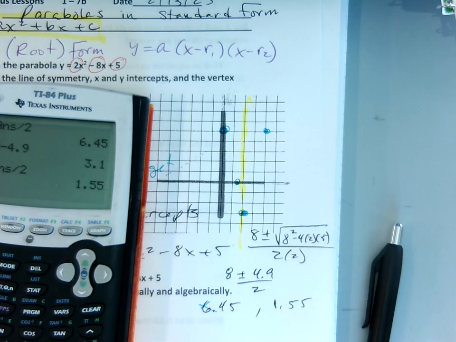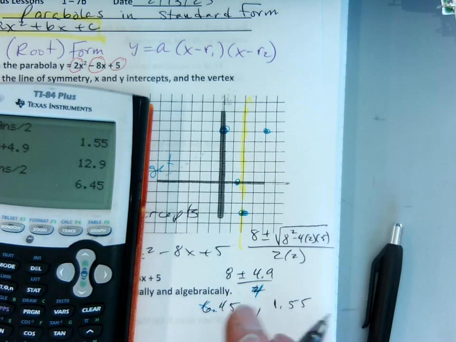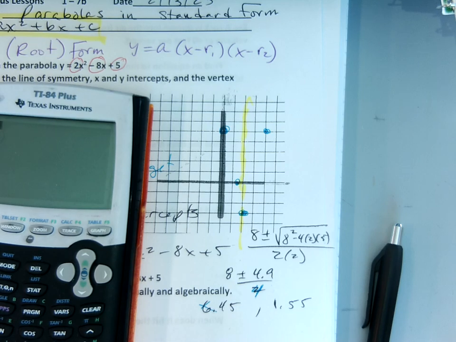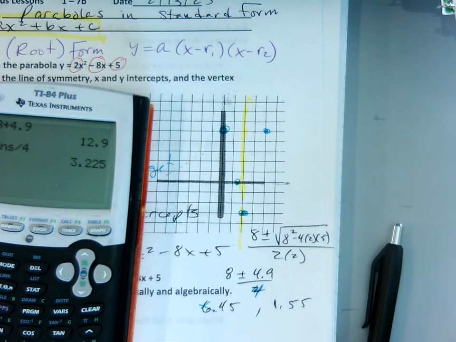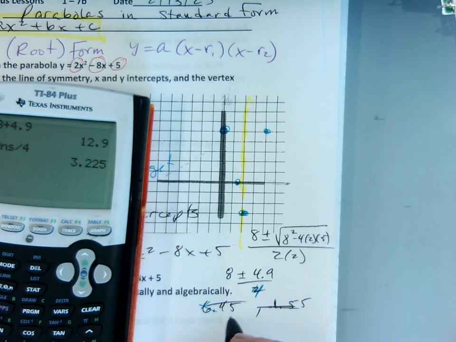Let's try it again. Okay. Thanks, Angela. 8 plus 4.9 divided by 2, right? Oh, 4. Angela, are you trying to tell me 4? Yeah. Ugh. Golly, it is Monday morning. How about 3.225? Boy.